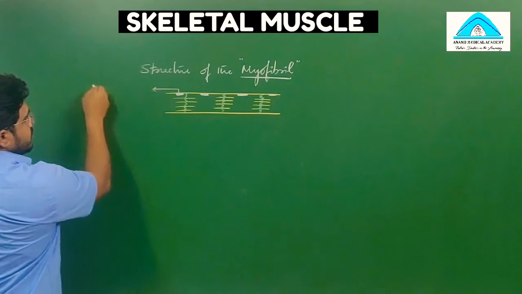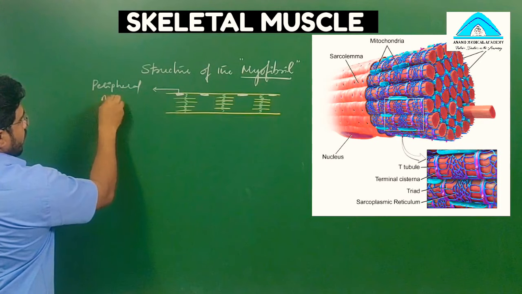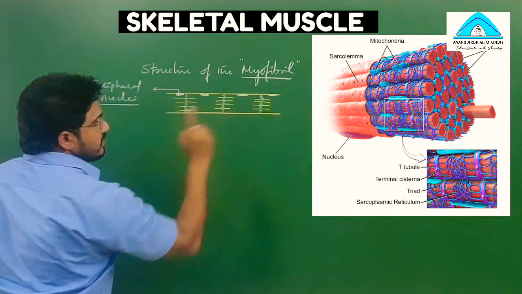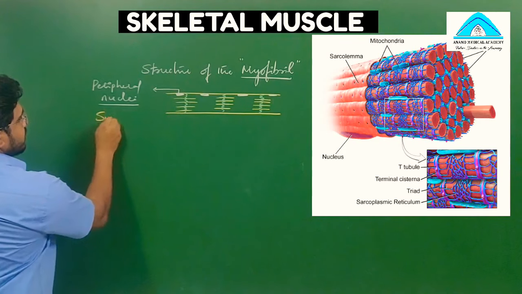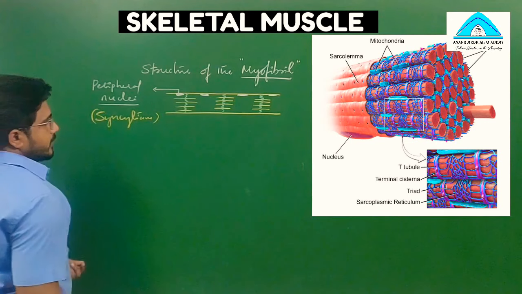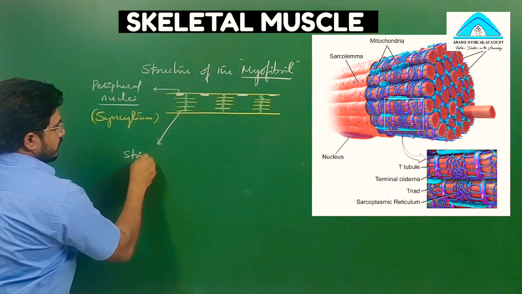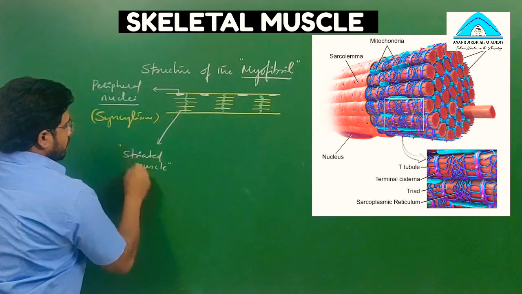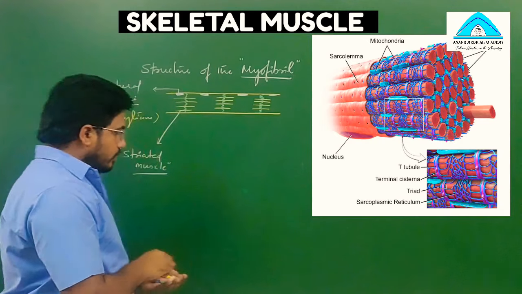See here, these are the peripheral nuclei. Many nuclei in one cell. This is one cell, and in that many nuclei are there. As many nuclei are there, this condition is called syncytium, a multinucleated state, and these are called stripes, so it is striated muscle. All these characters you know very well, but I am explaining with the help of the given diagram.